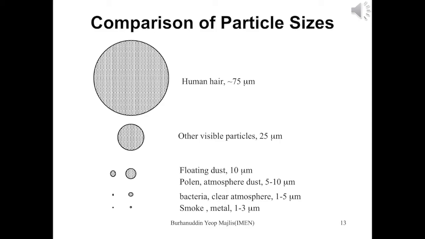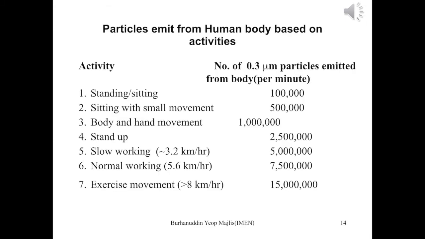And then we have floating dust, about 10 micron. Pollen and atmospheric dust are about 5 to 10 micron. Bacteria: in a clear atmosphere, actually we have many floating particles, 1 to 5 micron size. Smoke and metal particles are about 1 to 3 micron. That is one particle, not a number of particles. One particle we cannot see.